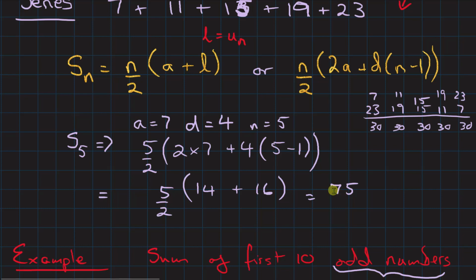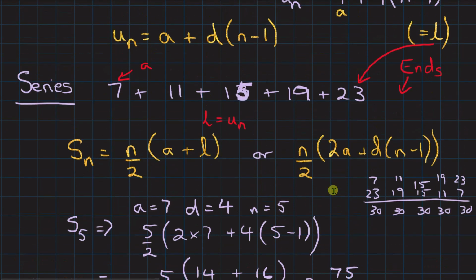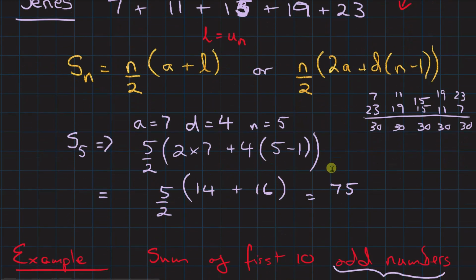Another way of doing it. So this works out each time. Or do the first plus last, 30, times number of terms, 5, 150 divided by 2. Yeah, that's my 75. Three different ways.